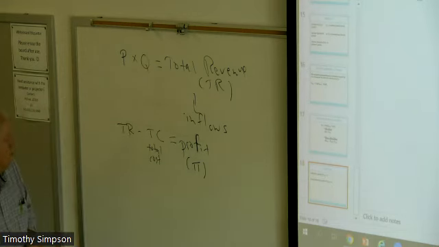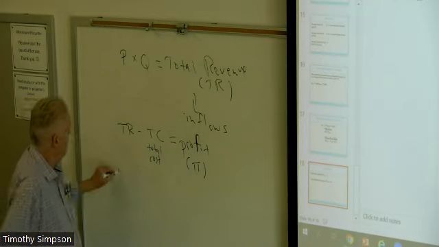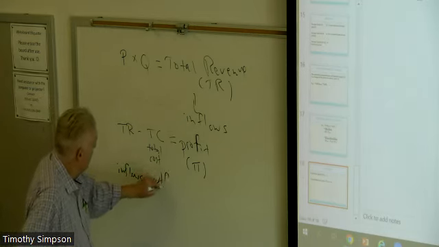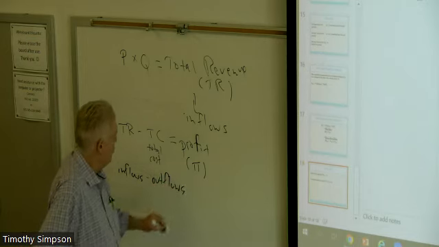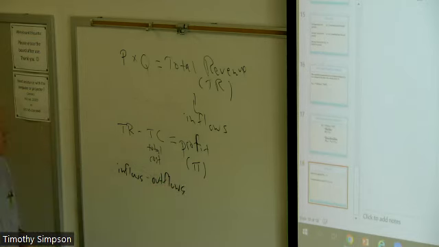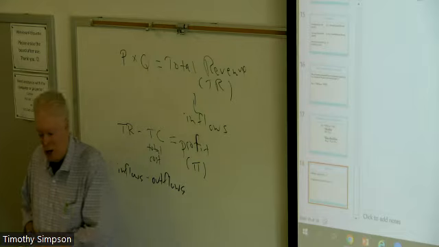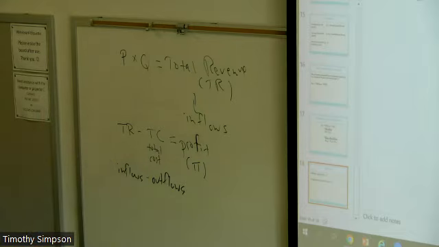So total revenue minus total cost. So in other words, inflows minus outflows, right? That's really what these are. Inflows minus outflows equals the residual, which is profit, or pi. Okay, so this is an important thing to recognize. This is not really all that challenging to get at. I mean, I think we pretty much understand what's happening here.